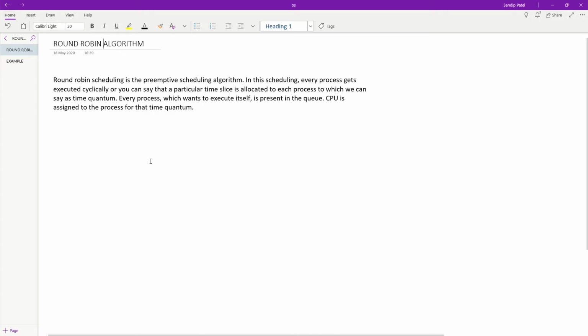So in this scheduling, every process gets executed cyclically. So it is in a cyclic manner. Or you can say that a particular time slice is allocated to each process, which we call a time quantum. So that's a time slice. We will name it the term time quantum. Every process which wants to execute itself is present in the queue. CPU is assigned to the process for that time quantum only, right?